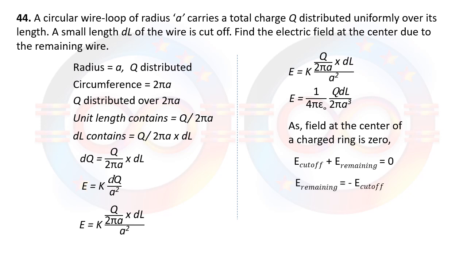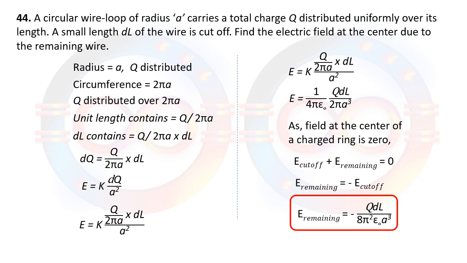It means the remaining part is nothing but negative of the cutoff part, and the cutoff part we have already calculated as 1 by 4 pi epsilon naught q dl upon 2 pi a q. Simplify it more, it will be q dl upon 8 pi a square epsilon naught into a q. That is the field due to the remaining section of the wire.